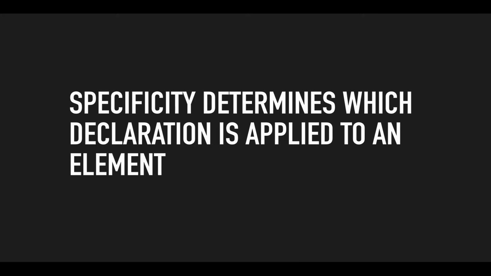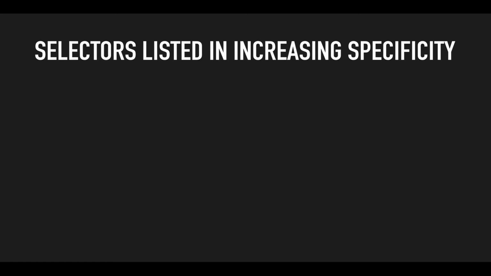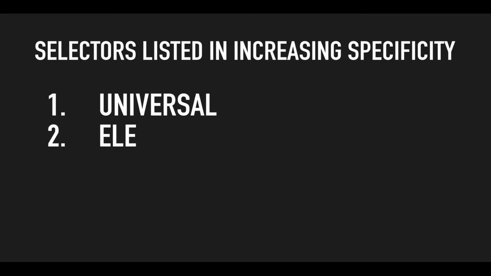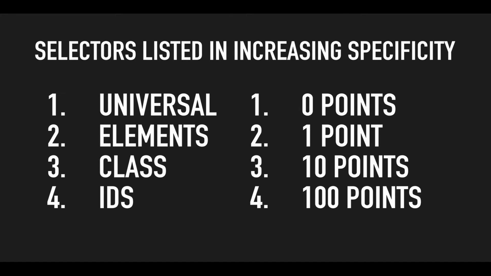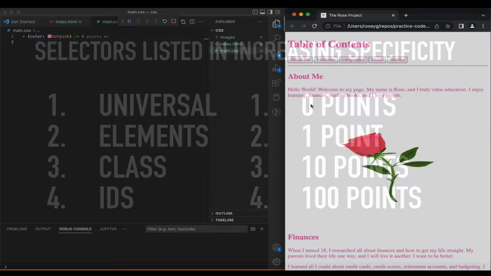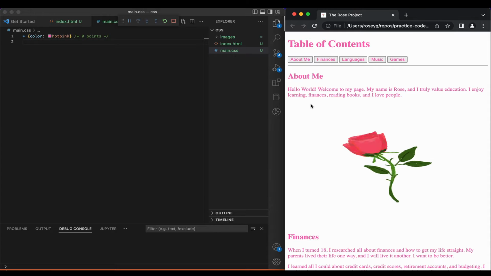Now that you've learned how to link the CSS page to your HTML page, let's learn about specificity. Specificity determines which declaration is applied to an element. Think of it like a ranking system or a game. Whichever has more weights or points to it wins. Listed below are the selectors listed in increasing specificity.